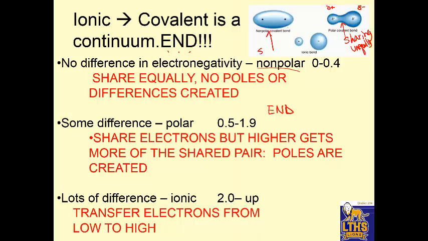This is sharing equally. So this is nonpolar. This is polar. So what does ionic mean? Well, that means that the electronegativity difference is so big that the atom that's higher electronegativity takes the electrons from the lower electronegativity one. So guess what? The electrons get taken away from the lower one. It turns into a cation and an anion. That's transfer of electrons from low to high.